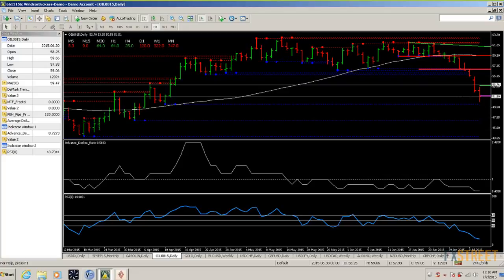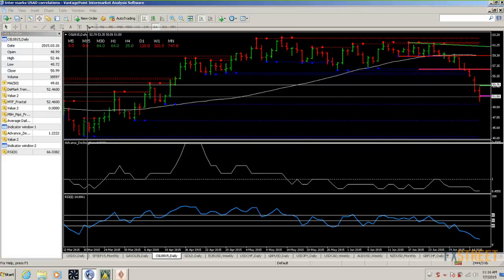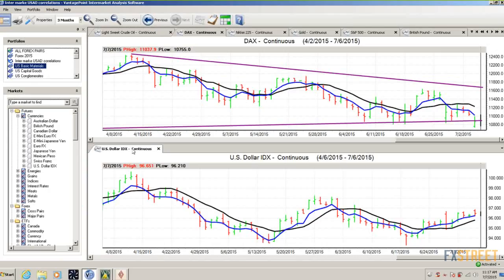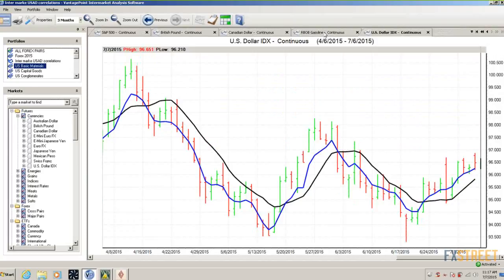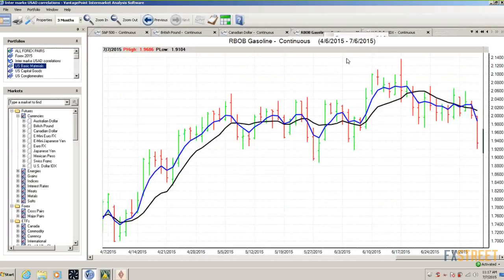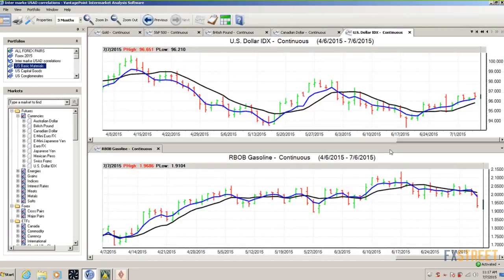But the British pound has an unusually high correlation also to the RBOB gasoline contract. So I can switch this up and bring the RBOB up as the main one. Which ones are very highly correlated?